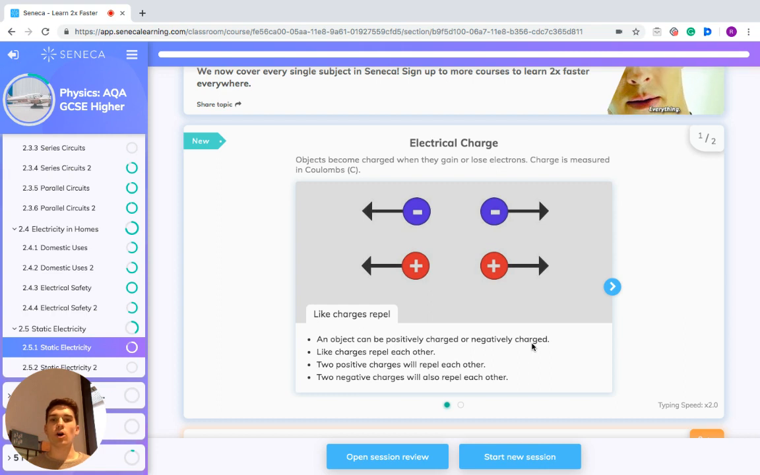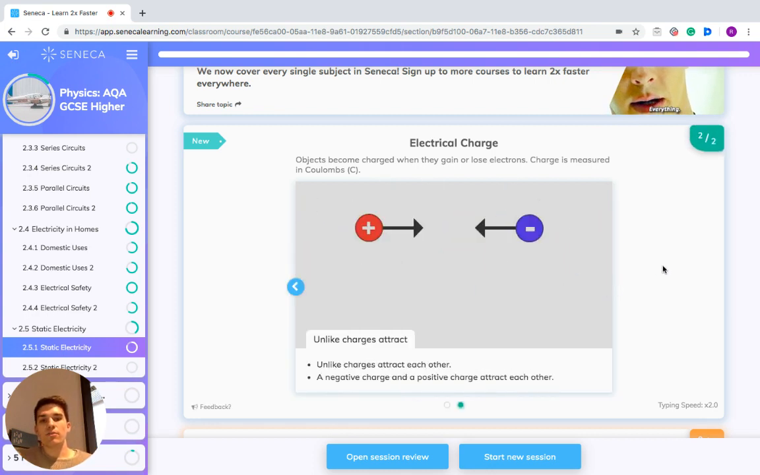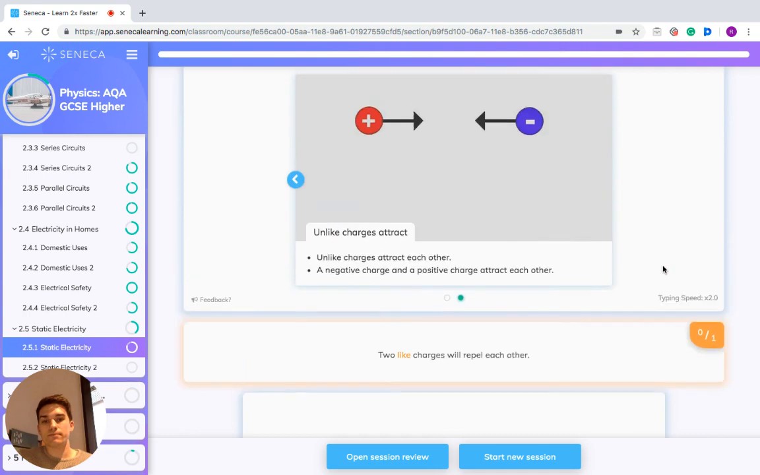So first of all, objects become charged when they gain or lose electrons. And charge is measured in coulombs. Now, an object can be positively charged or negatively charged. And like charges will repel each other. Now, two positive charges will repel each other, and two negative charges will repel each other. Now, if you've got unlike charges, they'll attract. So, for example, a negative and a positive charge will attract each other.